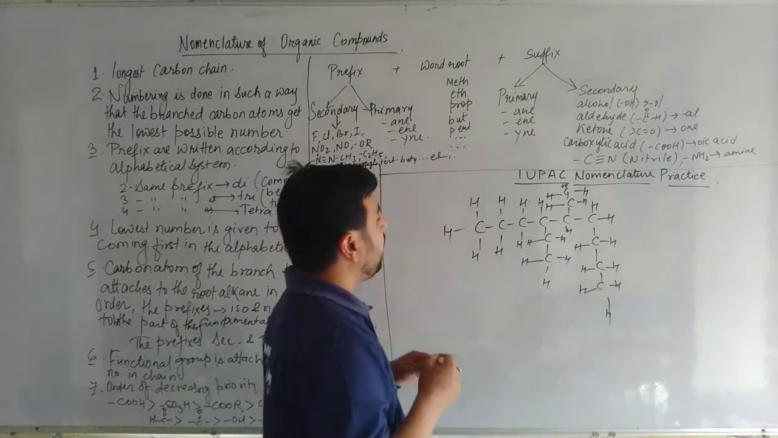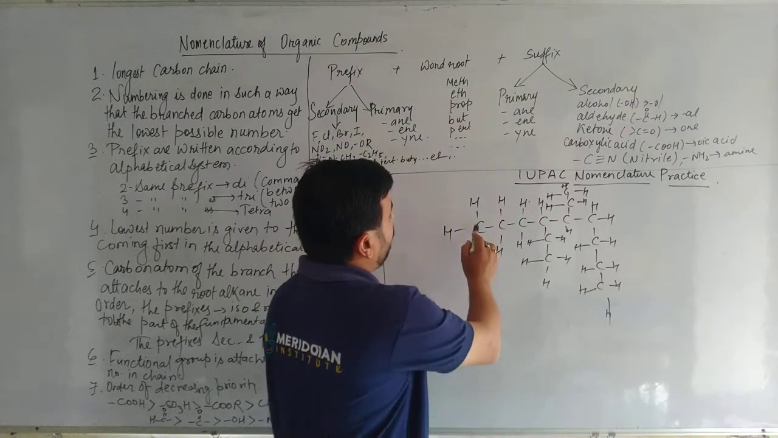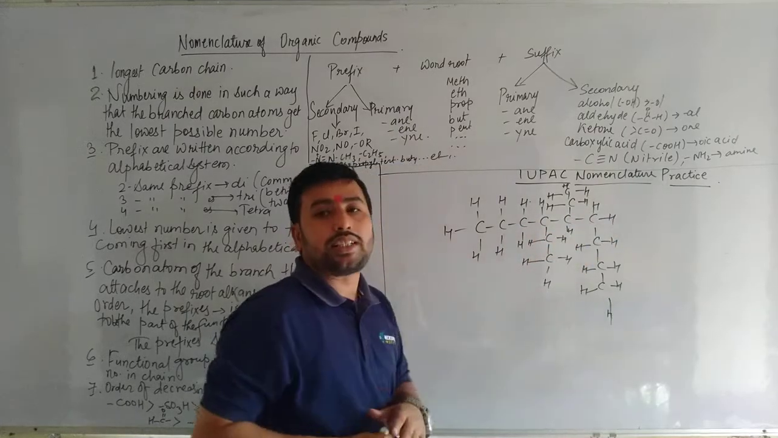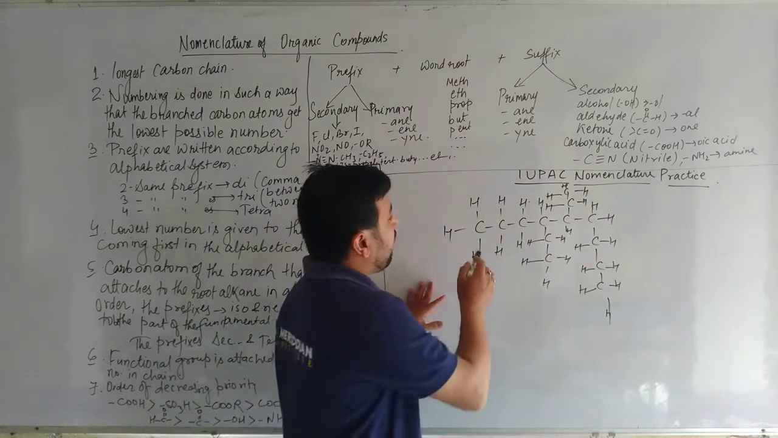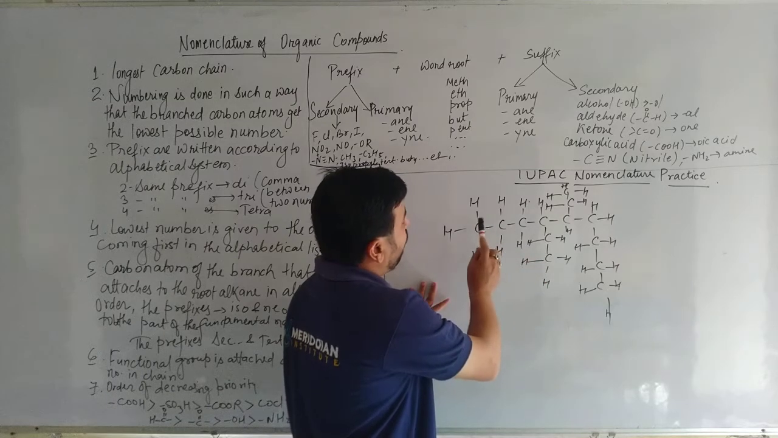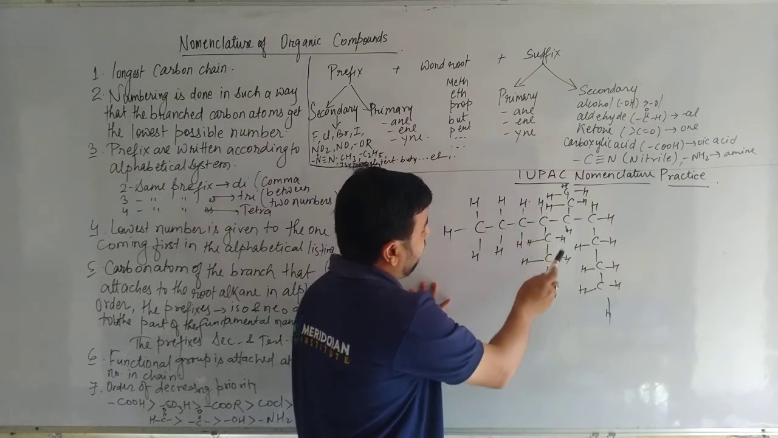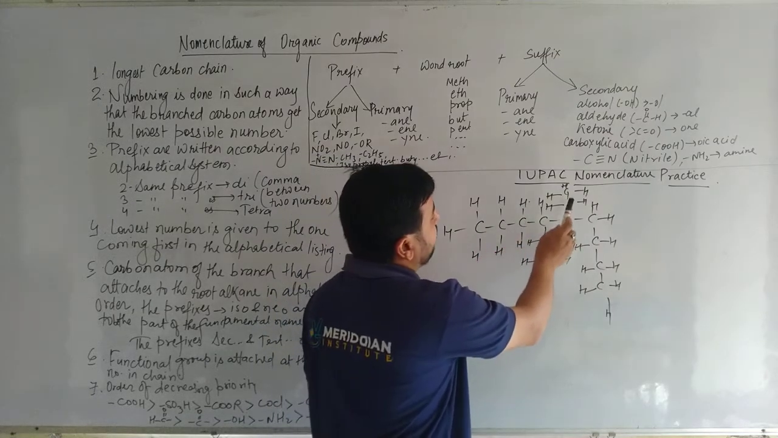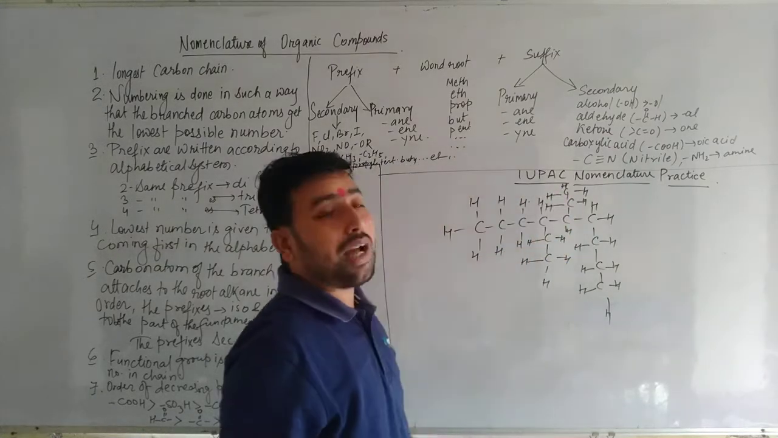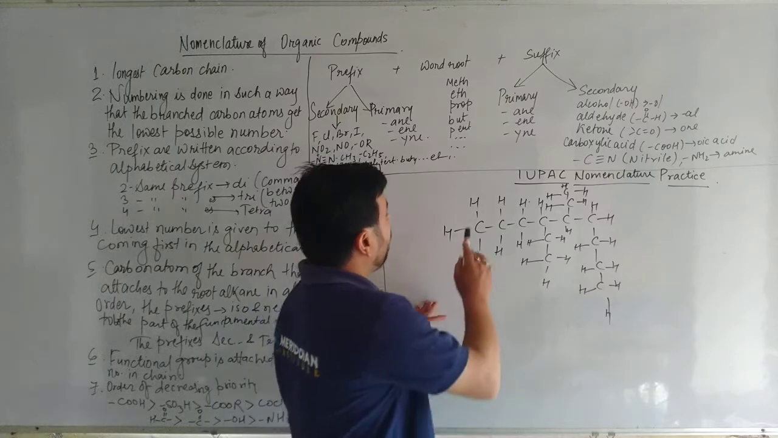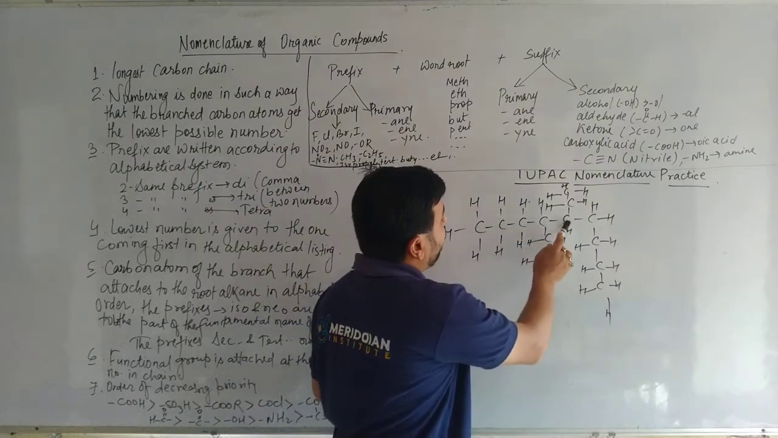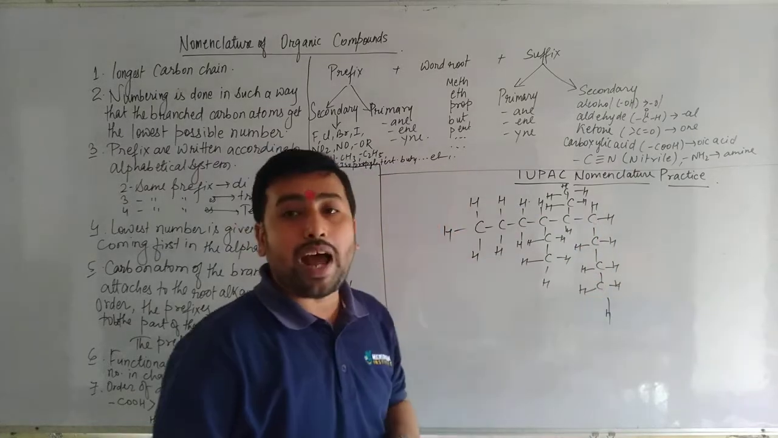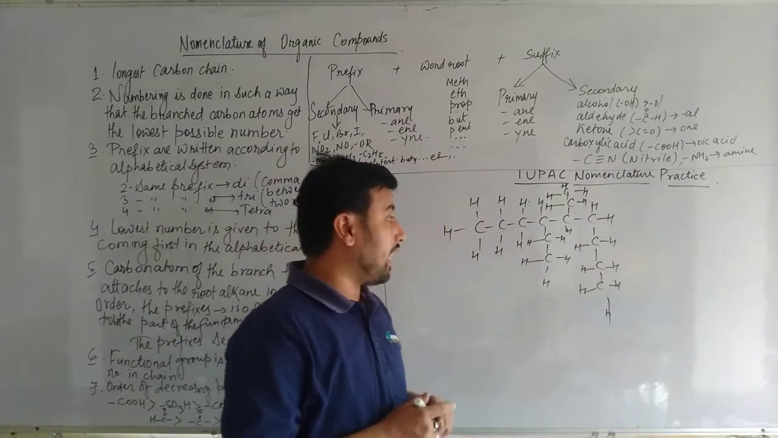You can see here, if I go directly from here, 1, 2, 3, 4, 5, 6. In the straight chain it is 6 carbon atoms. If I come here on the first branch, 1, 2, 3, 4, 5, 6. Here also 6. On the second branch, 1, 2, 3, 4, 5, 6, 7. If we go to the third branch, 1, 2, 3, 4, 5, 6, 7, 8, 9, then we are getting 9 carbons.